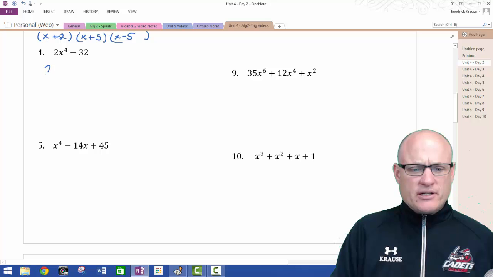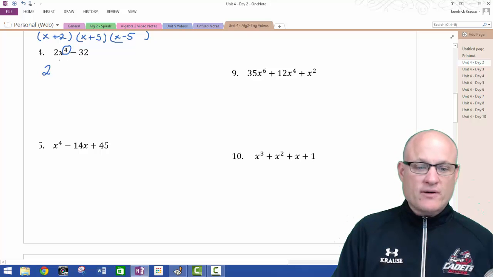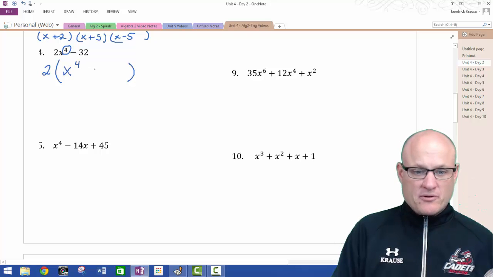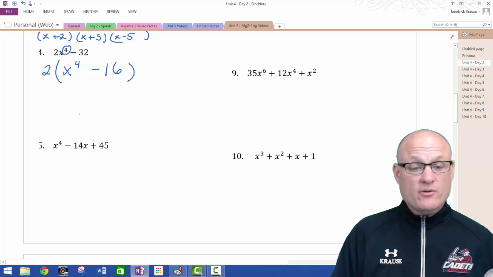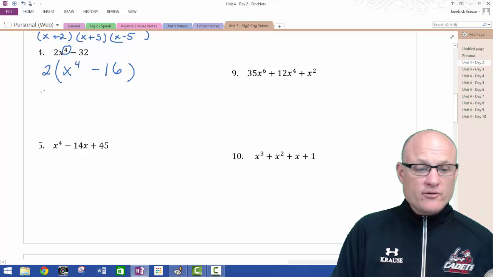I will often get kids that freak out about the fact that this is a 4. Because you're in Algebra 2 now, not algebra. You have to deal with 4th degree polynomials. Take a 2 away from x to the 4th, I'm left with just x to the 4th, minus 16. Well, this is also the difference of perfect squares. X to the 4th is a perfect square because I can rewrite it as x squared times x squared.